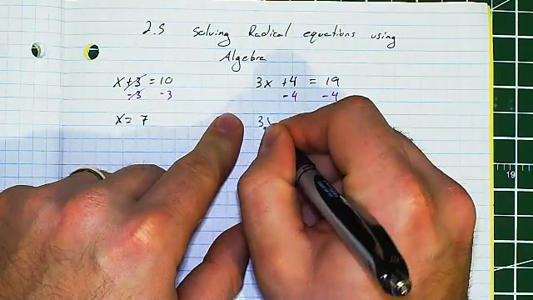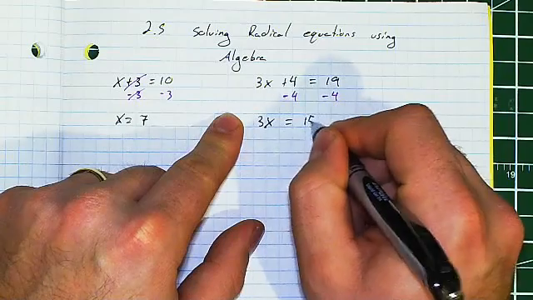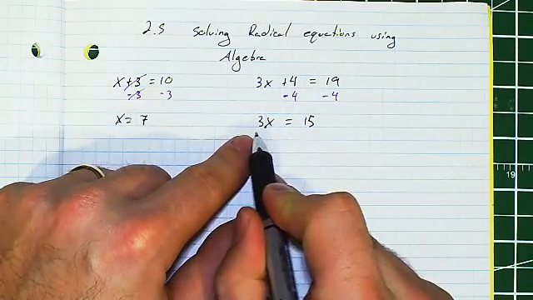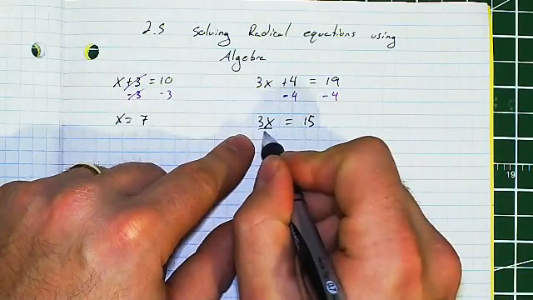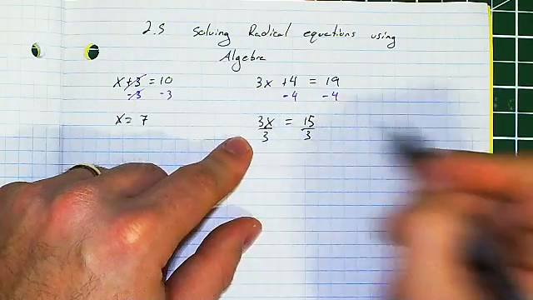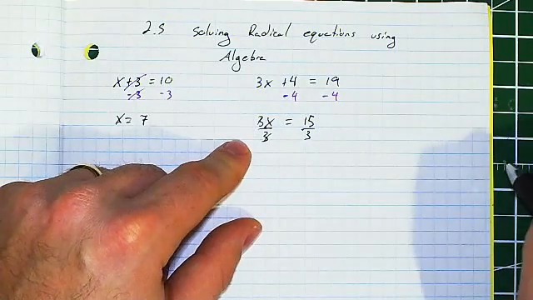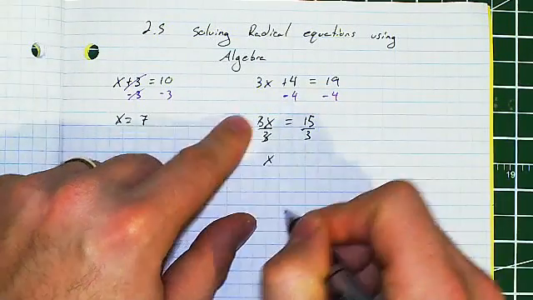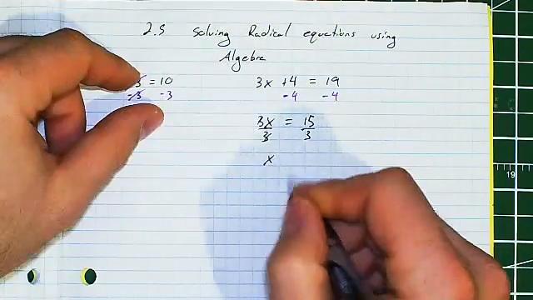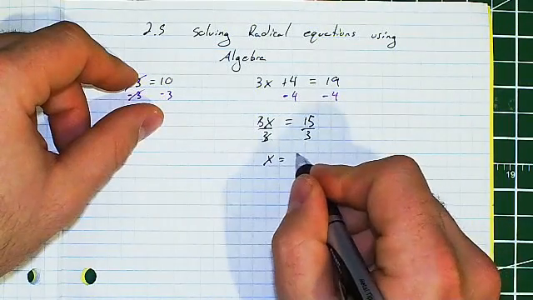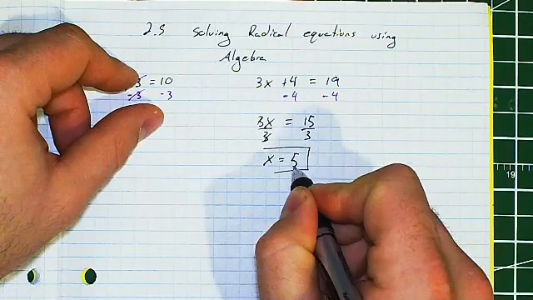So we're now left with 3x equals 15. And now we do the opposite operation. So multiplying by 3, we're going to divide everything by 3. 3 divided by 3 is 1, so x times 1 is x. And 15 divided by 3 would give us 5.